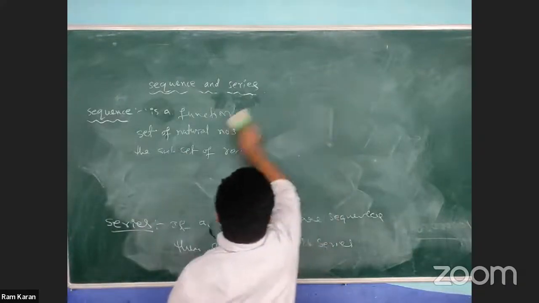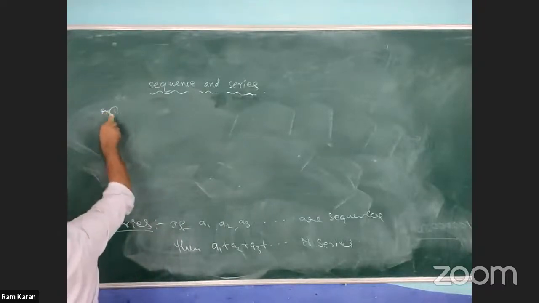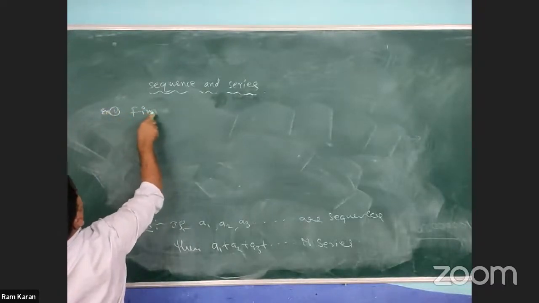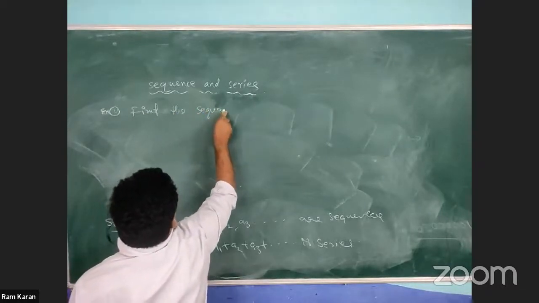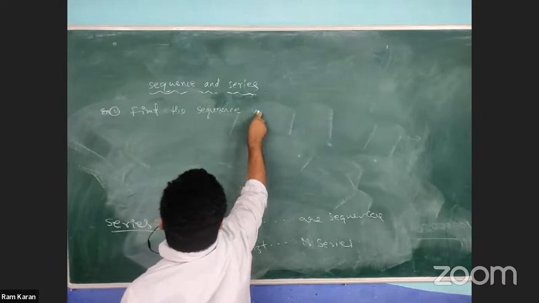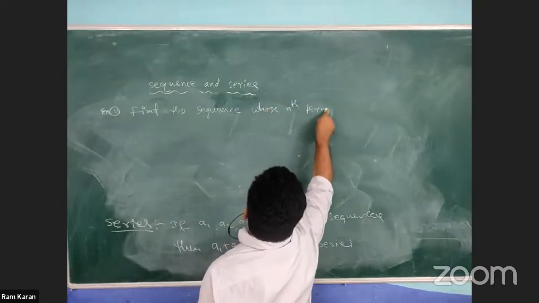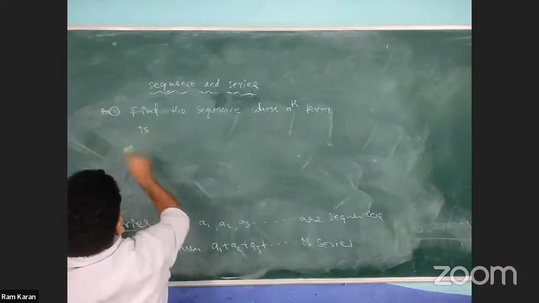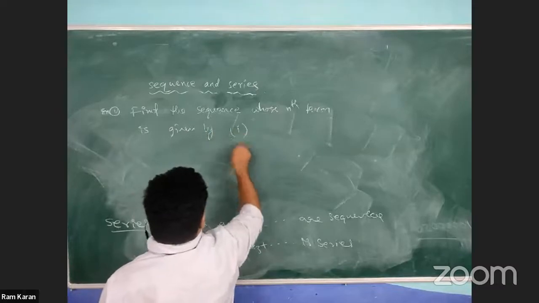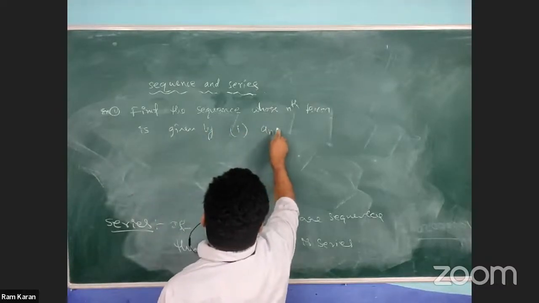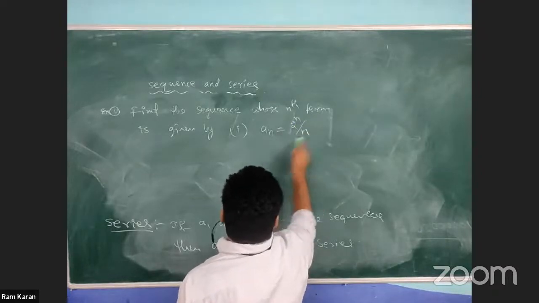First, let me give the examples. Example 1: find the sequence whose nth term is given by two questions. First question: a_n is equal to 2 power n by n.